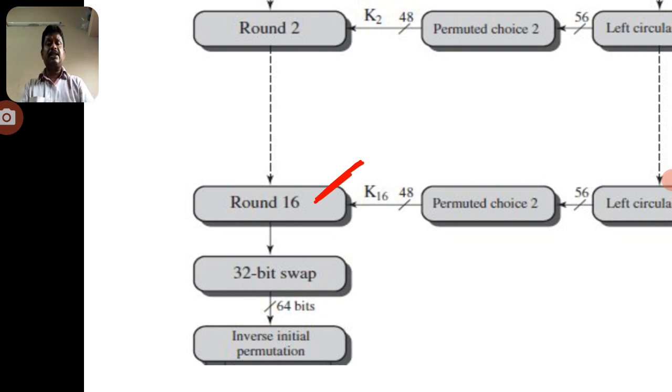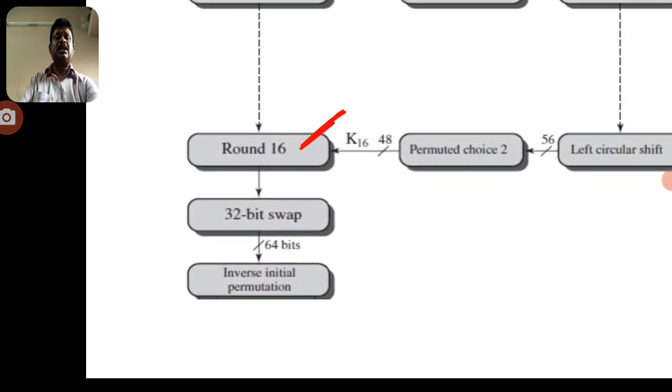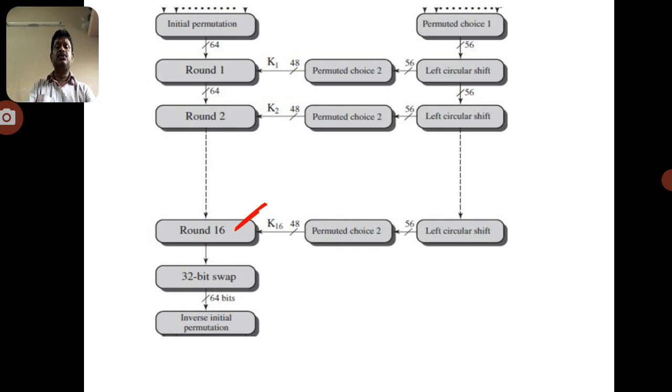We will discuss each and every round as one particular functionality, and after that you can observe we apply the 32-bit swap function. The 32-bit swap function divides the data into 32-bit halves, so we swap the left side data to the right side and the right side data to the left side. So that is the 32-bit swap. After that we apply the inverse initial permutation, IP inverse, that is the inverse of the IP.